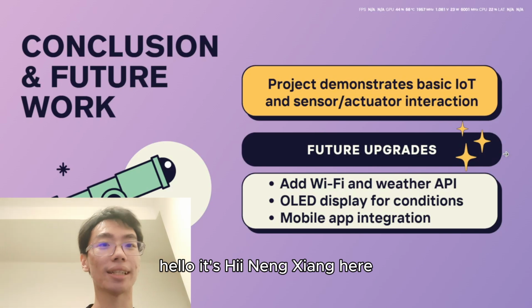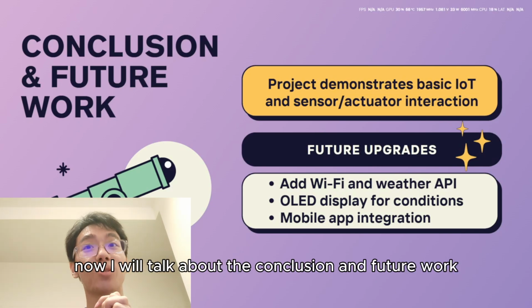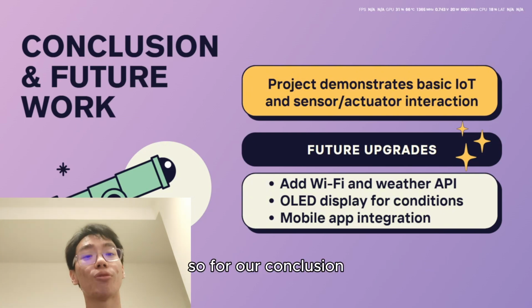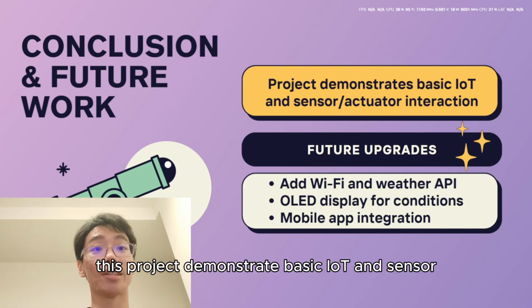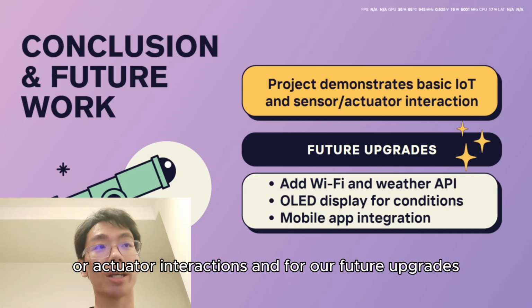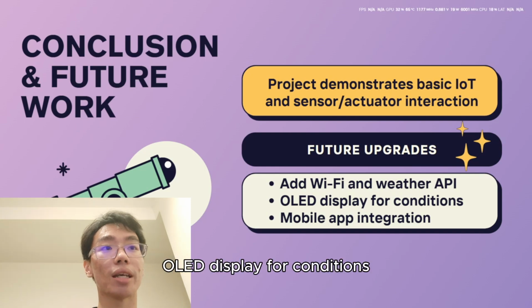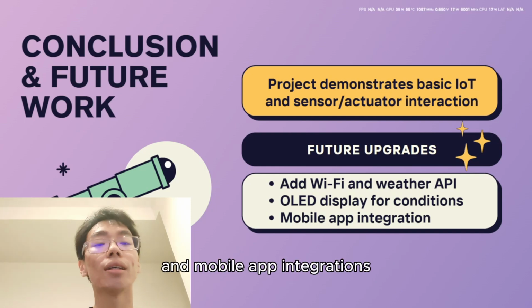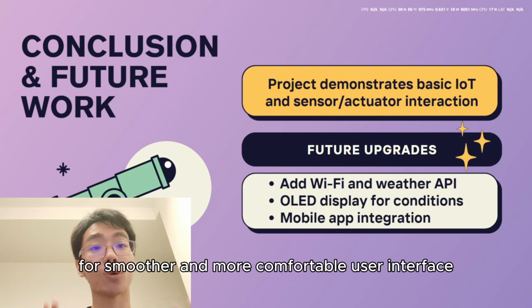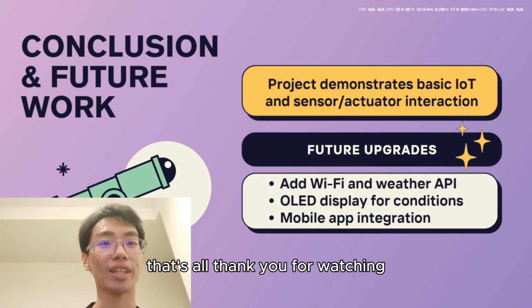Hello, it's Hii Neng Xiang here. Now I will talk about the conclusion and future work. So for our conclusion, this project demonstrates basic IoT and sensor or actuator interactions. And for our future upgrades, we are considering adding Wi-Fi and weather API, OLED display for conditions, and mobile app integrations for a smoother and more comfortable user interface. That's all. Thank you for watching.